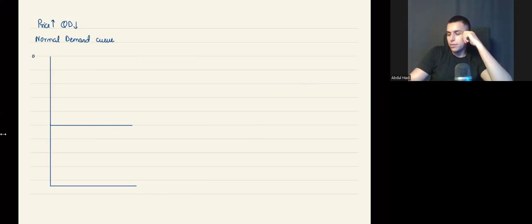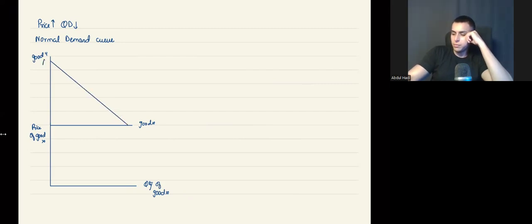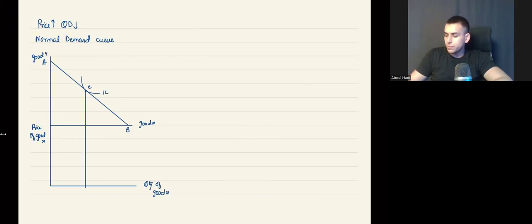Now, this is good Y, and this is good X. This is the price of good X, and quantity of good X. All right. Now, this is our initial budget line, that is AB. And there should be an initial indifference curve in the center, that is IC. This is supposed to be my equilibrium E, and this is supposed to be my equilibrium position, where my quantity consumed is X. All right, X and X.